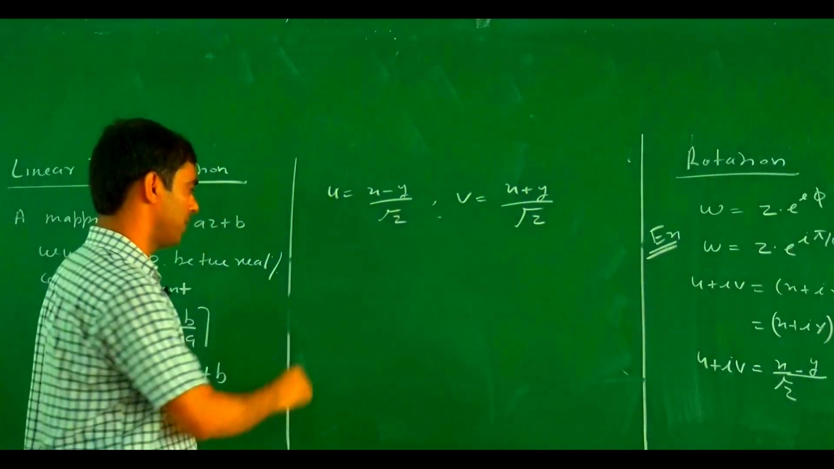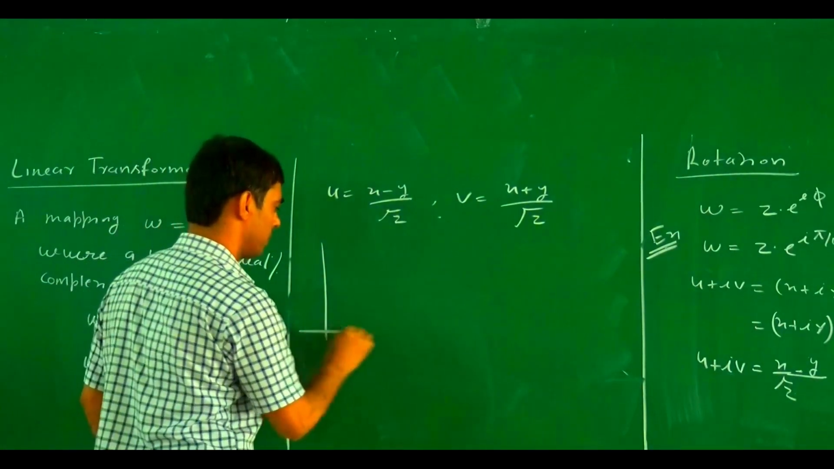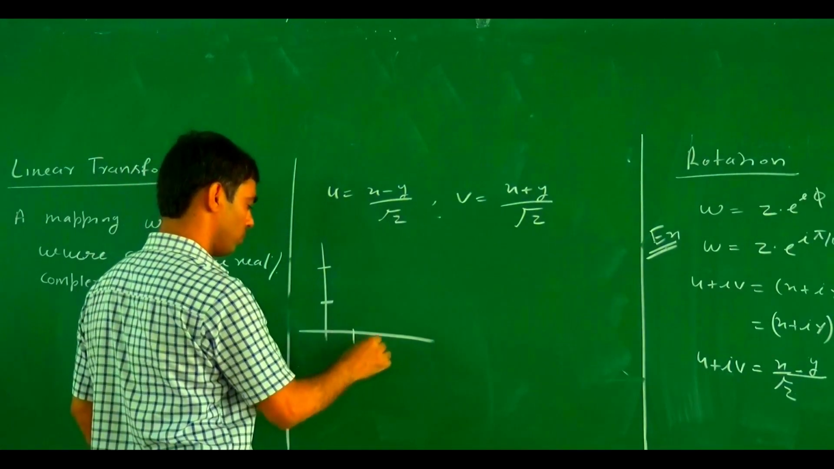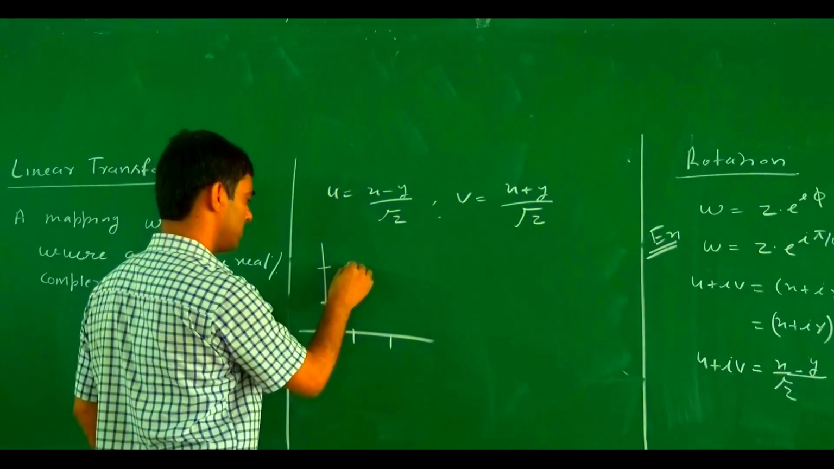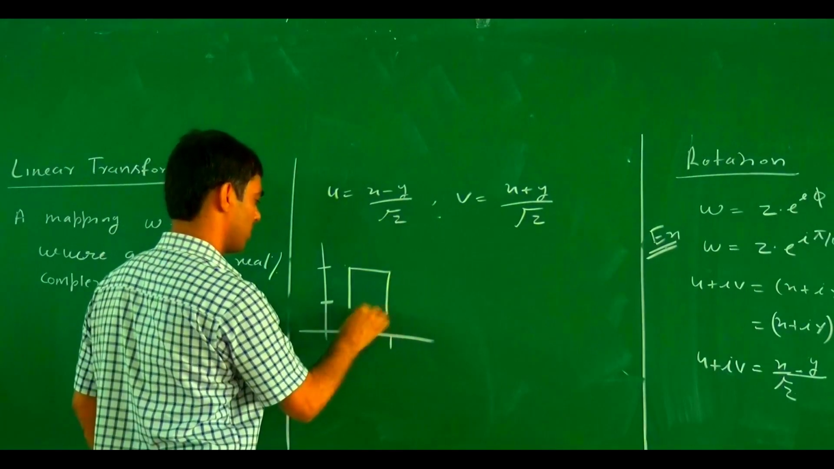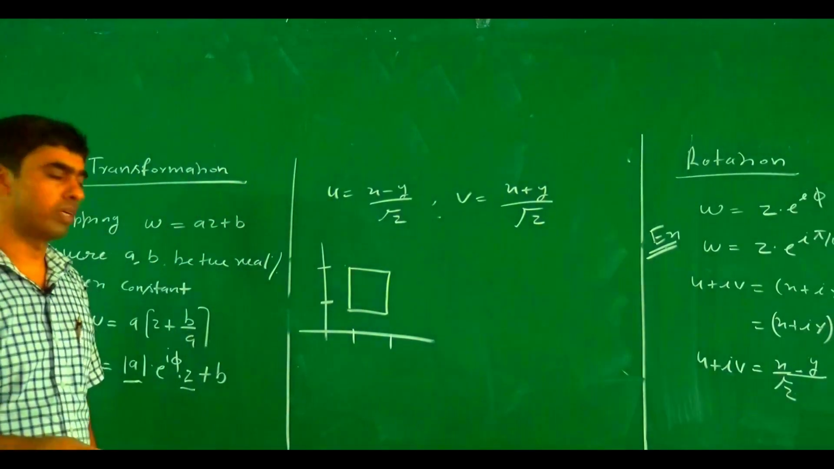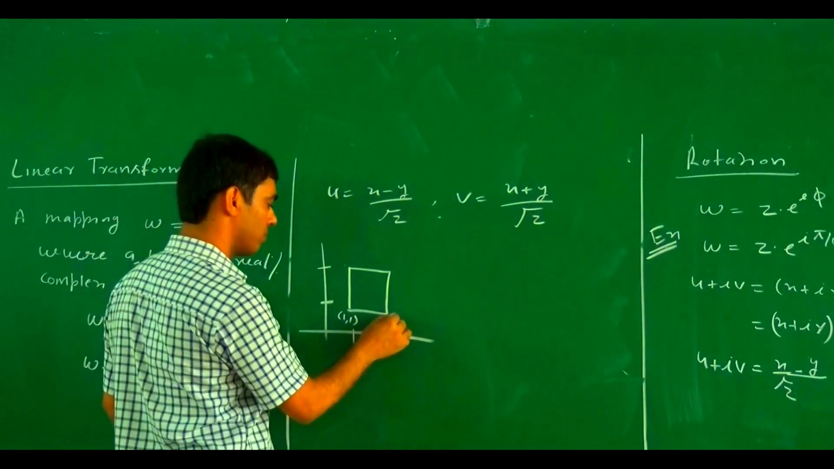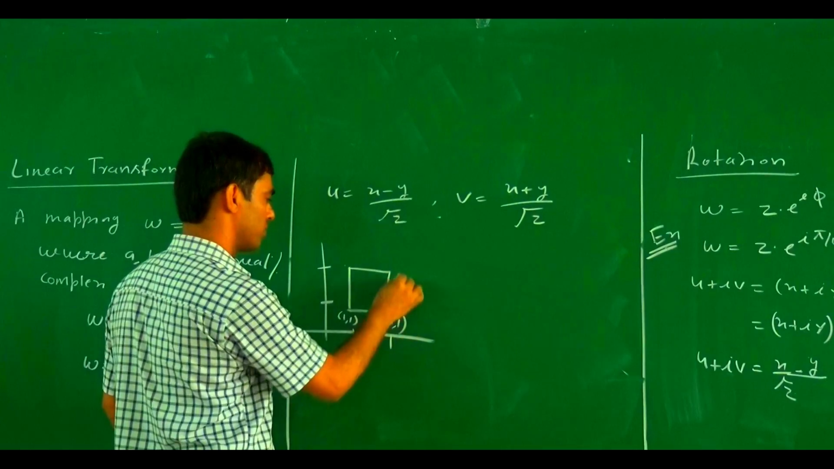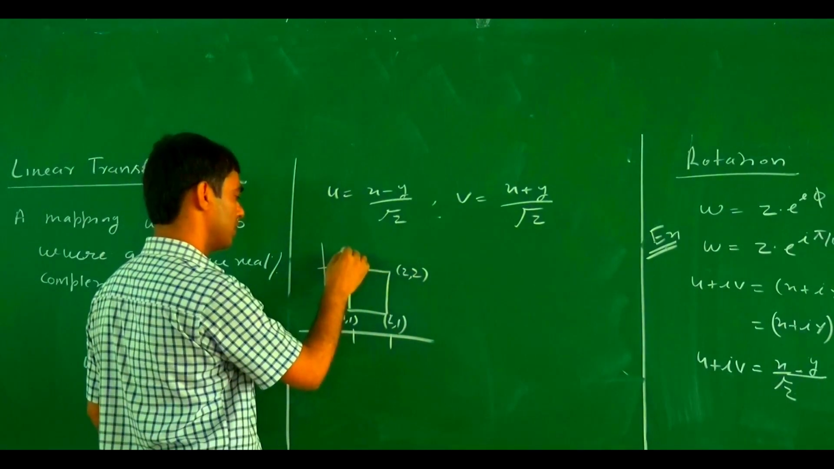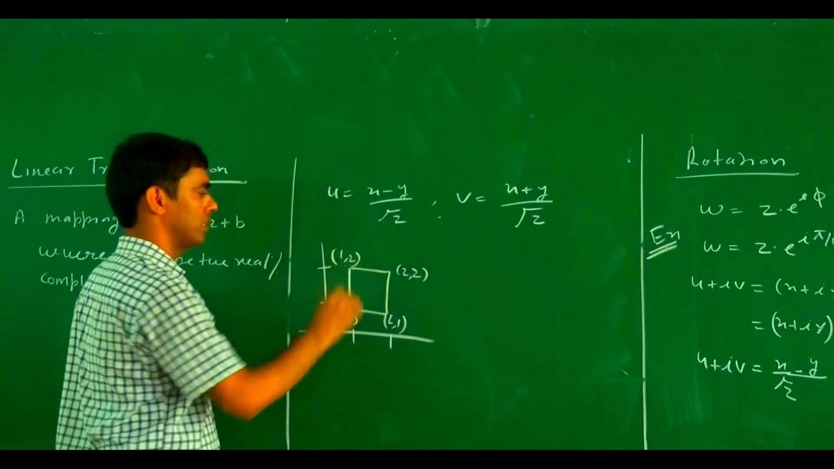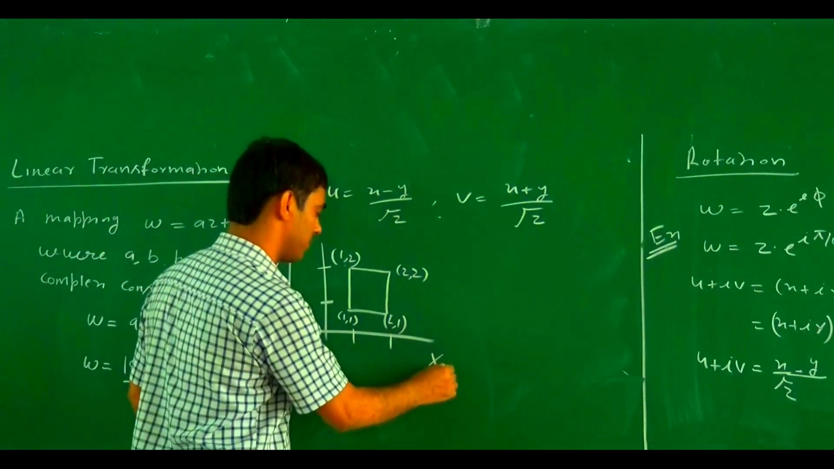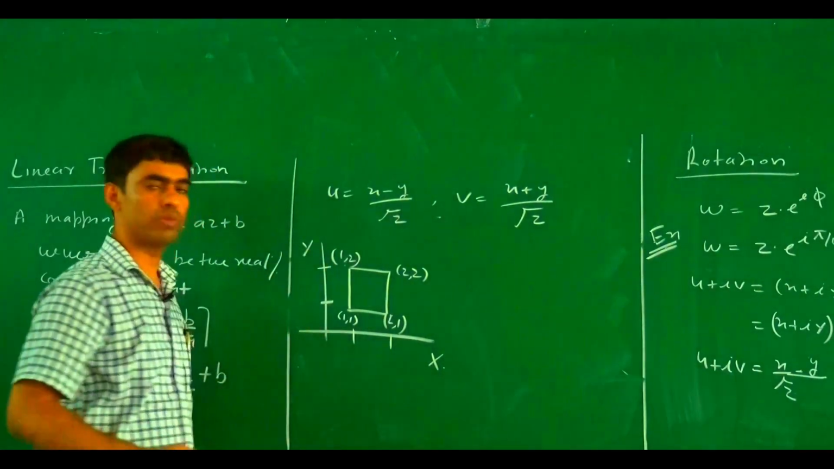Suppose there is any image like this, a very small image. What are the coordinates? They are (1, 1), (1, 2), (2, 2), and (2, 1). This is the image. Now, what is the new image? This one is in the xy plane.